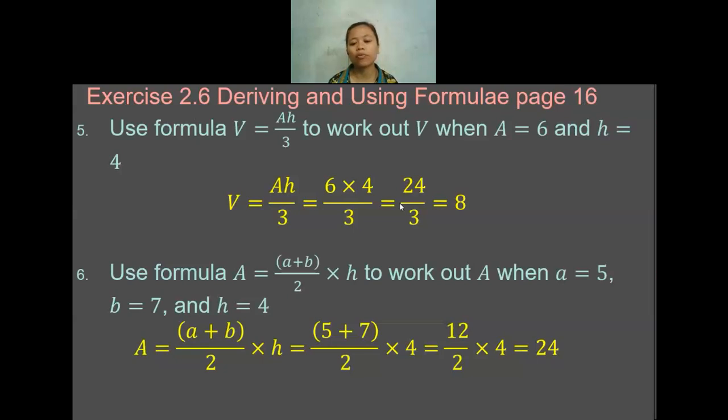So 6 times 4 is 24. 24 divided by 3, it will be equals to 8. For the question 6, we already have the formula.